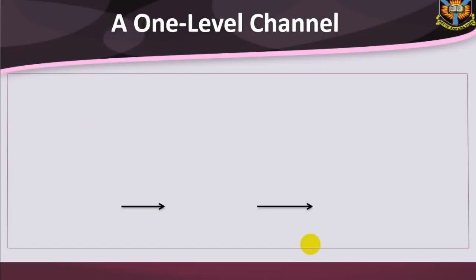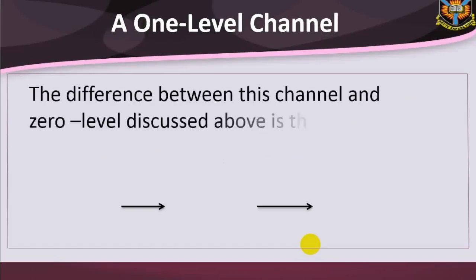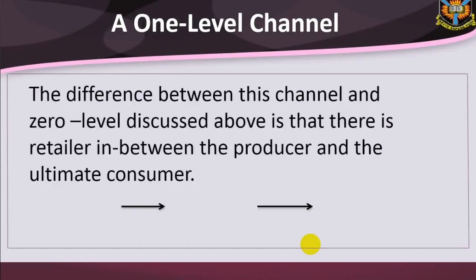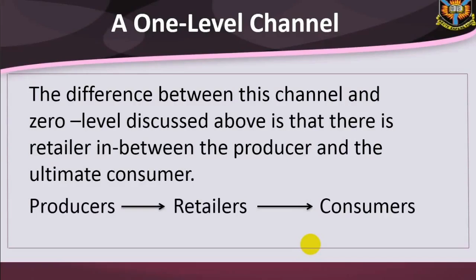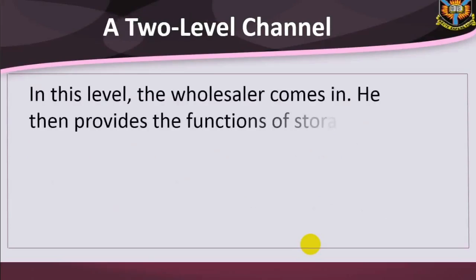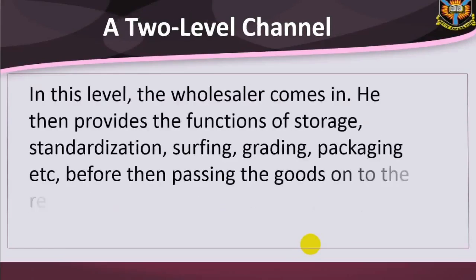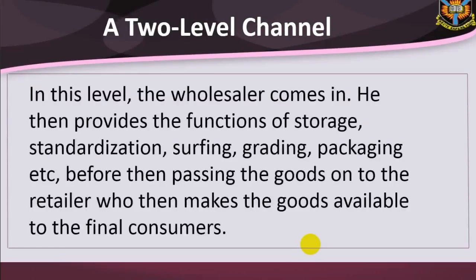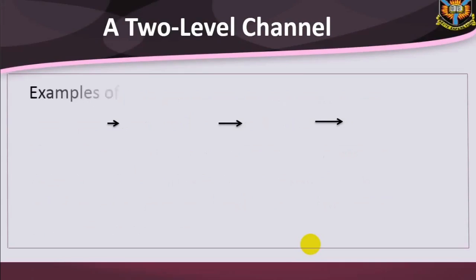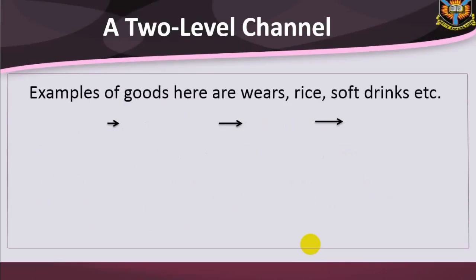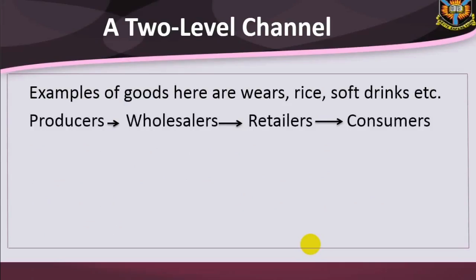2. A one level channel. The difference between this channel and the zero level discussed above is that there is a retailer in between the producer and the ultimate consumer. So we have producers, retailers, and consumers. 3. A two level channel. In this level, the wholesaler comes in. He provides the functions of storage, standardization, sorting, grading, packaging, and so on, before passing the goods on to the retailer, who then makes the goods available to the final consumers. Examples of goods involved in this channel of distribution are wares, rice, soft drinks, etc. So we have producers to wholesaler to retailer to consumer.